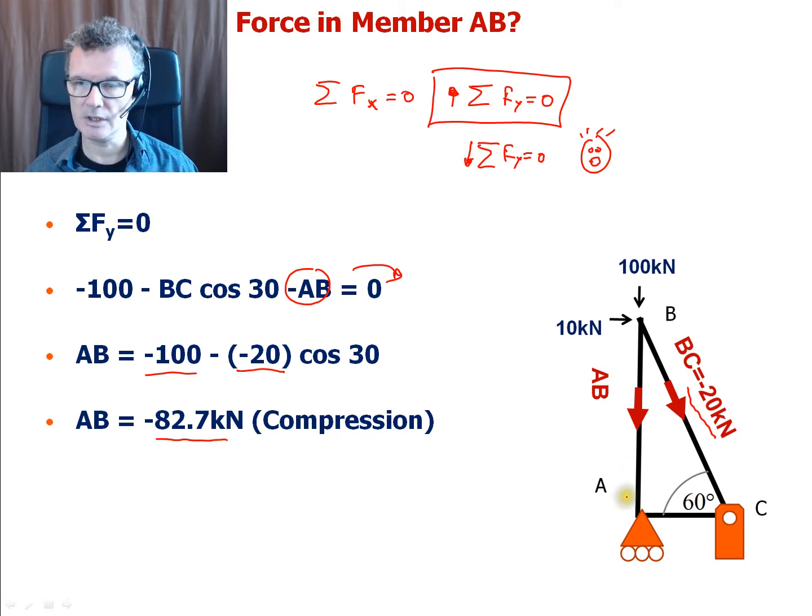So AB is in compression and BC is also in compression, as I first assumed when I looked at the framework. Well done if you managed to get that correct.